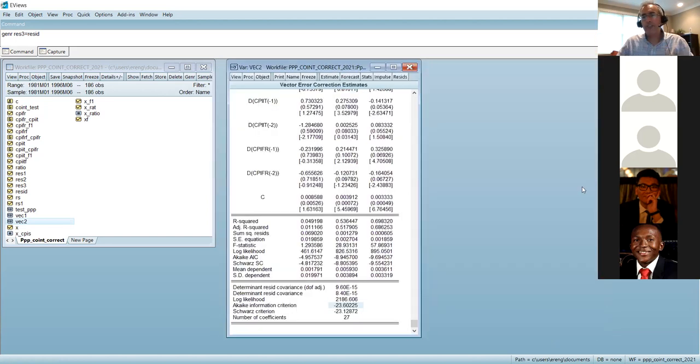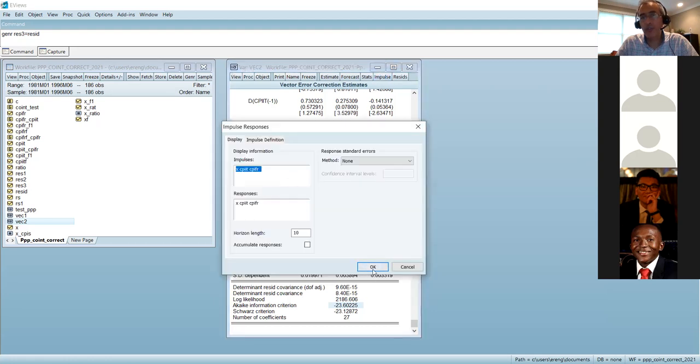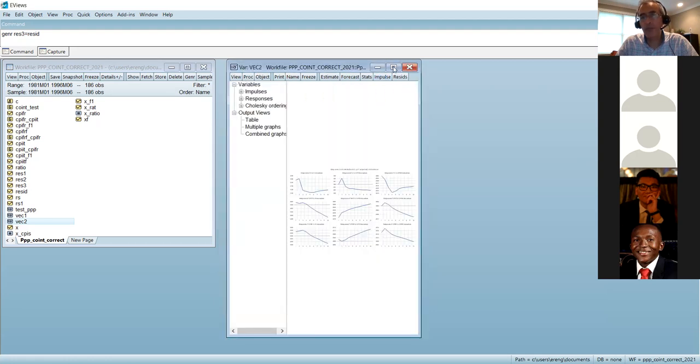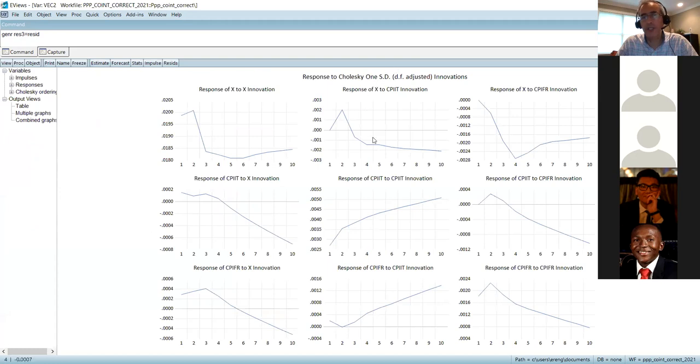Okay. Once you have the model, guys, you do exactly the same things that you can do with VAR models. So you have impulse responses. So you can click impulse. So you have the same graphs as before. You see, what is the impact of a change in the exchange rate on CPI? So it goes up and then decreases significantly later, etc.